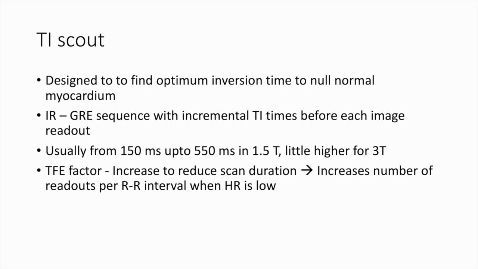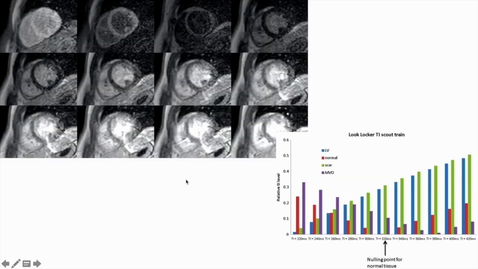This is a TI Scout image which shows a reducing signal intensity of the LV cavity as well as the myocardium with increasing TI. And once the nulling point is reached, further increase in TI causes an increase in the signal intensity of the myocardium.